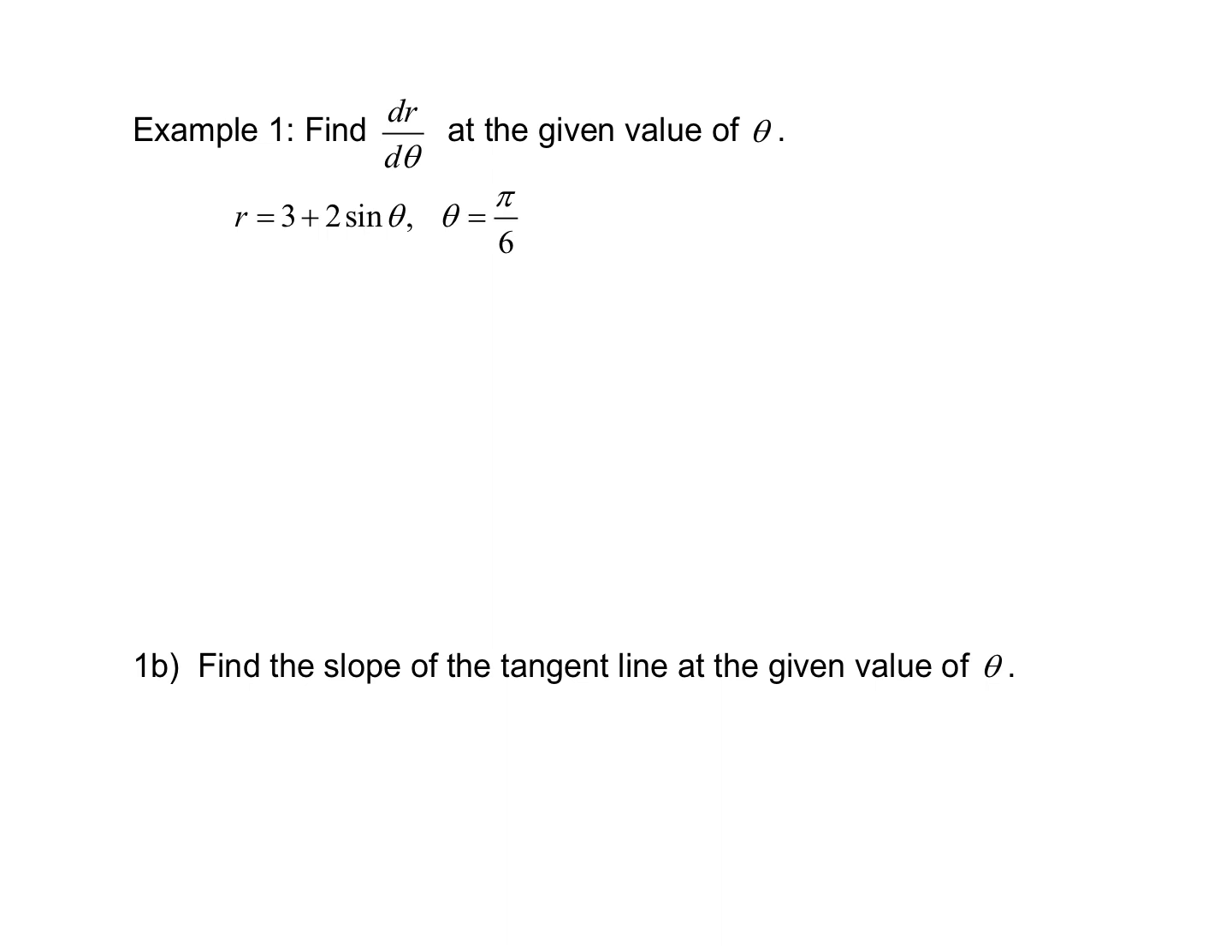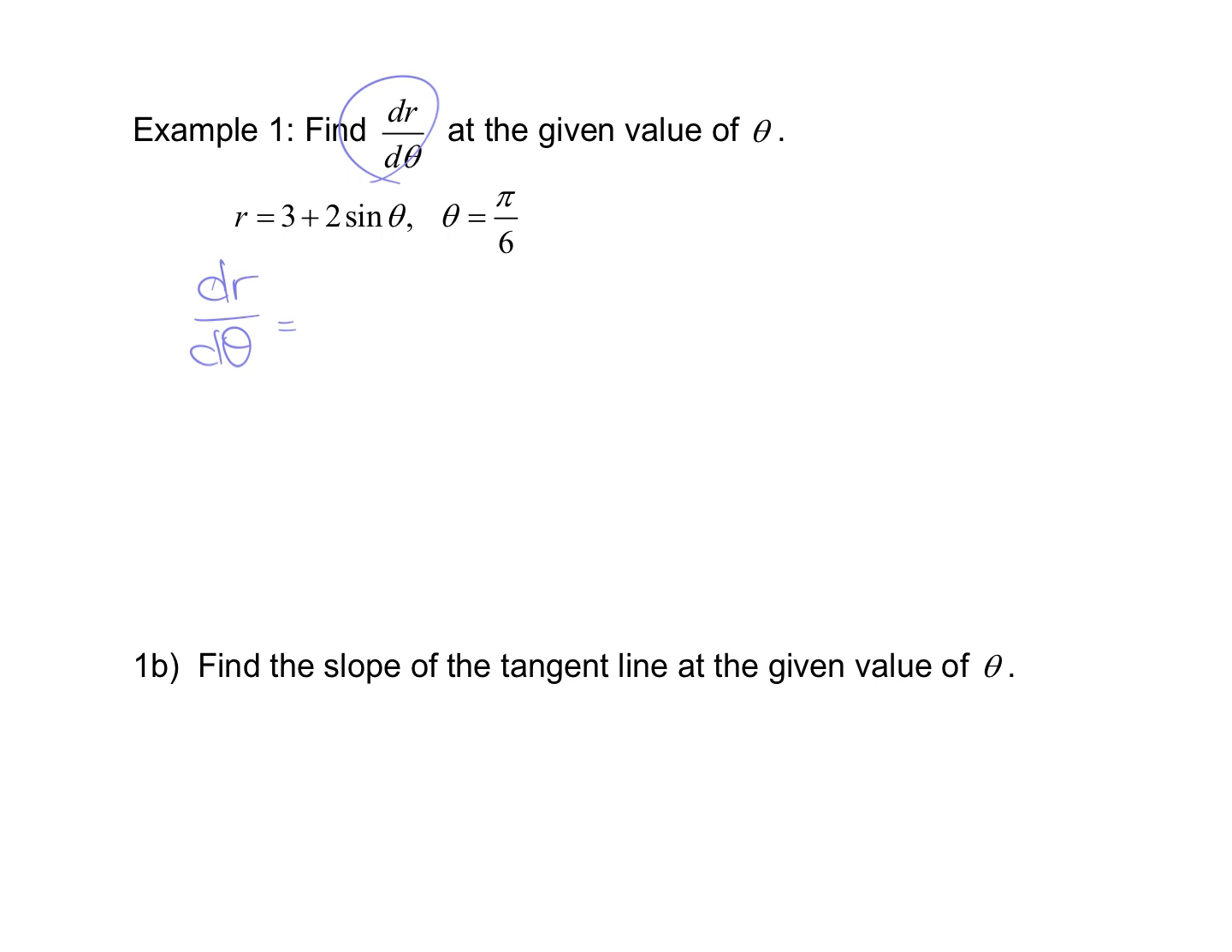All right, so on the back here, find dr d theta at the given value of theta. This is not asking you to find dy dx. This is not asking you to use any of these necessarily other formulas that we put on the front page. This is just dr d theta. That is taking the derivative of r with respect to theta. So, how do I take the derivative of r with respect to theta here?